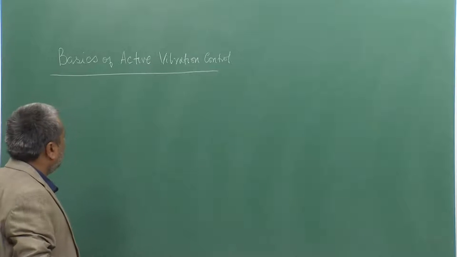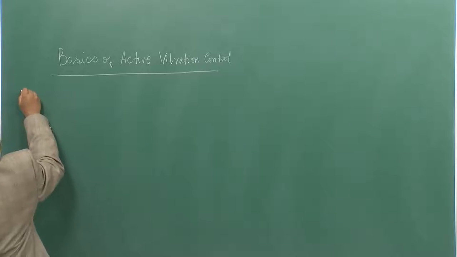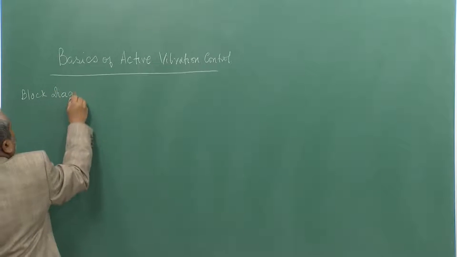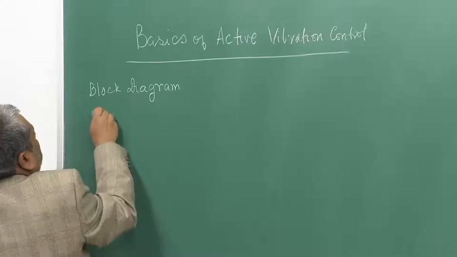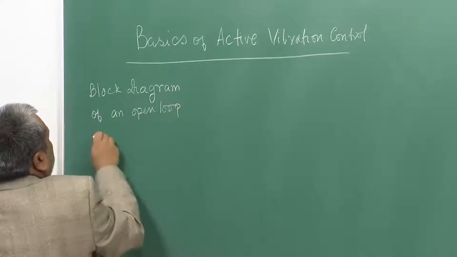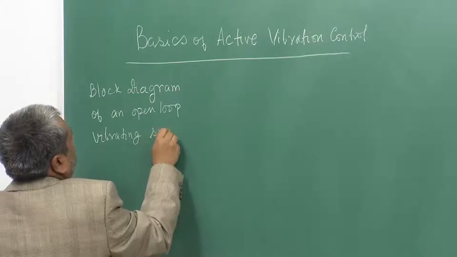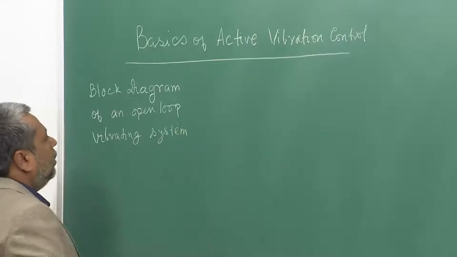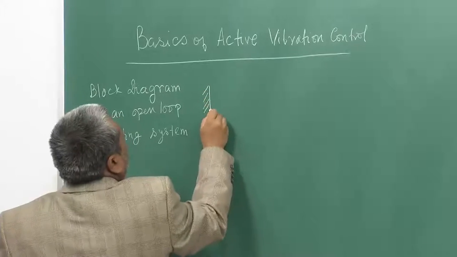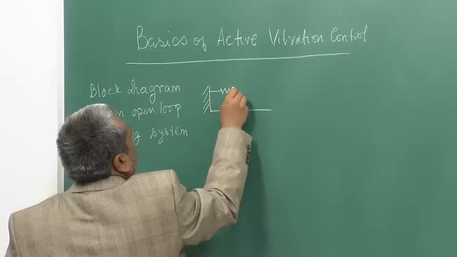To discuss this, let us consider a simple block diagram of a vibrating system as a plant. So first we will take up the block diagram of an open loop vibrating system. Let us see how we can translate the graphical representation of an open loop system in terms of a block diagram.